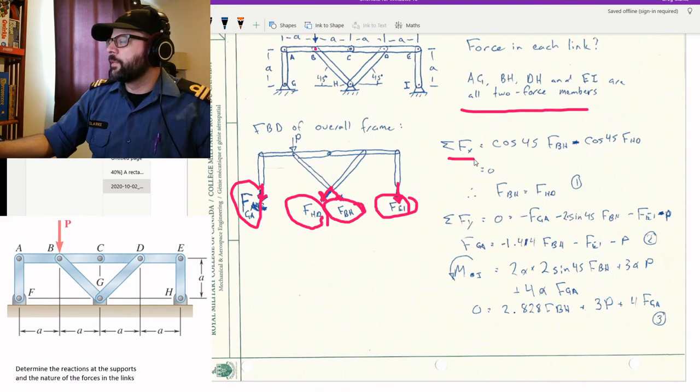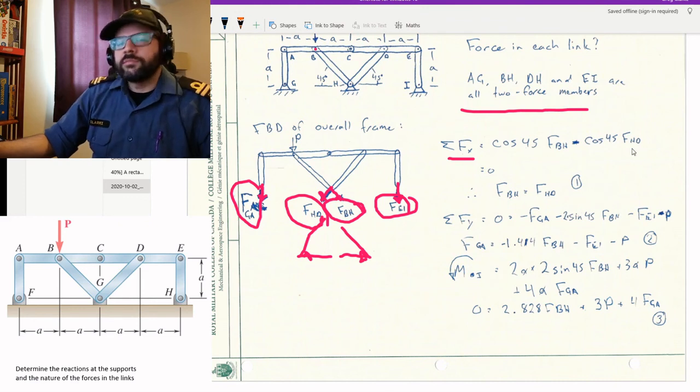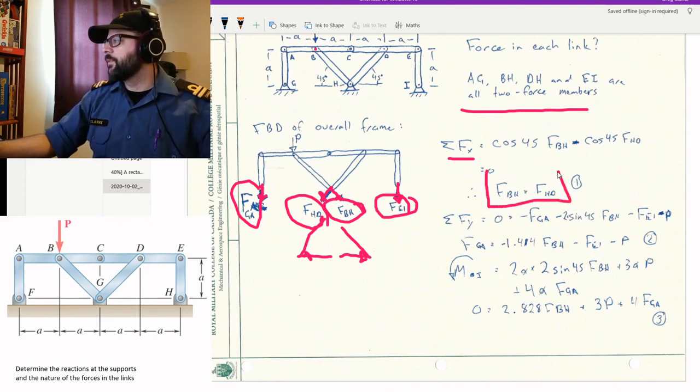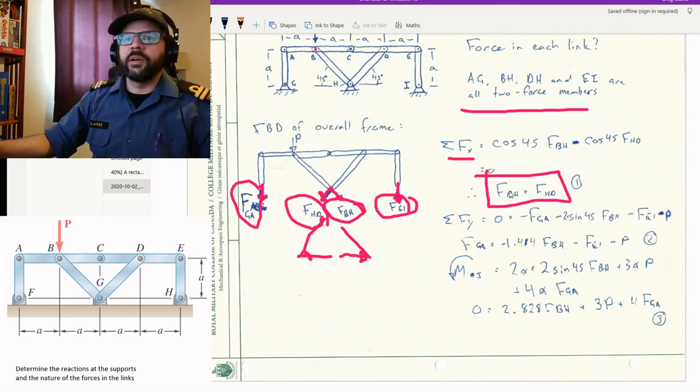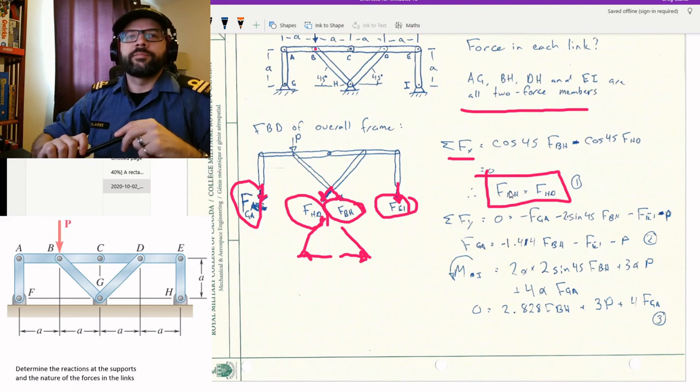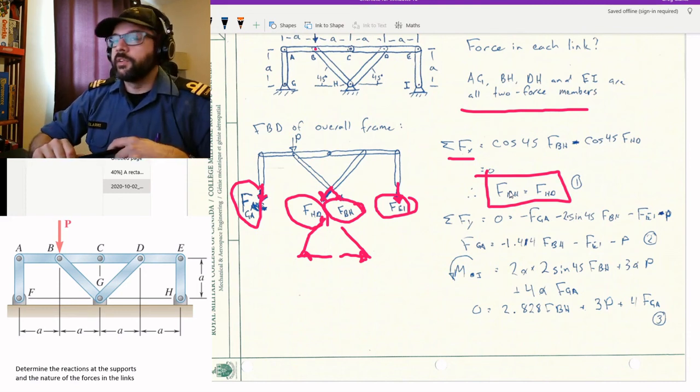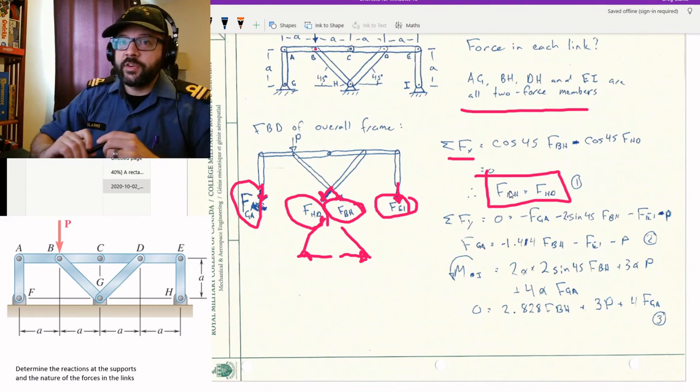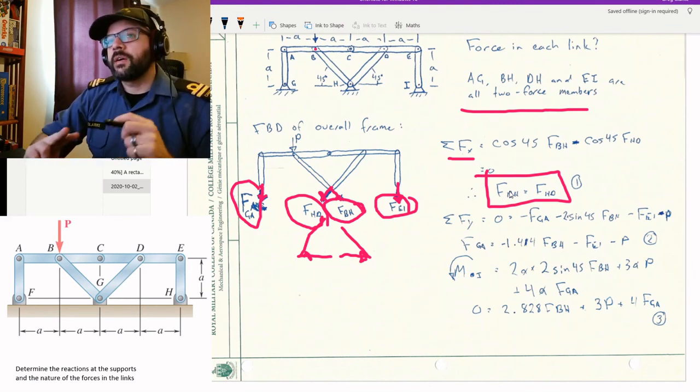Just doing the sum of the forces in the x direction. That just means that we got cos 45 of the BH, so that's saying that this component here, minus cos 45 of HD, is 0. So therefore, we now know that the forces in those 2 links are going to be equal to one another. Still don't know their magnitude, still don't know their sense, still don't know if they're in tension or compression, but whatever they are, they're the same.